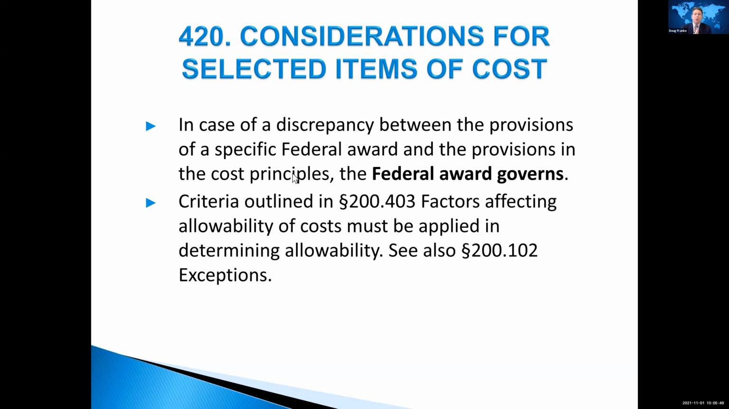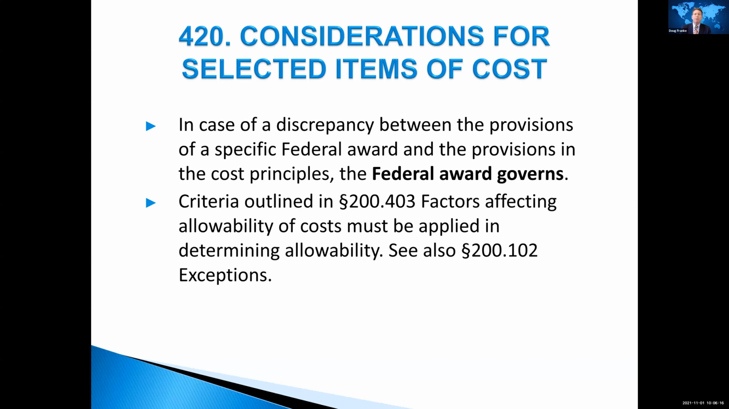Okay, so we're now going to get into the next section of our cost principles. As I said, there used to be 55, now 56. They added in the new one about not buying Chinese equipment, the Huawei and Hikvision cameras. But the important point that I have bolded here for you is that if there's a discrepancy between the award and the provisions, the award governs. Rule number 2, read your agreement.